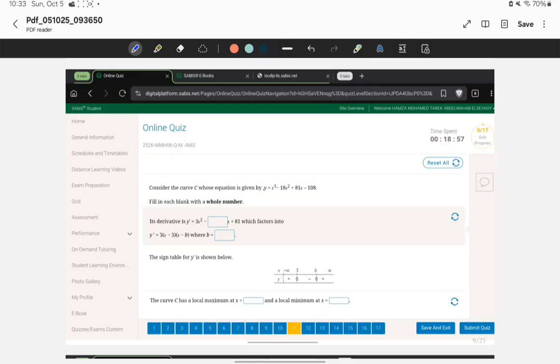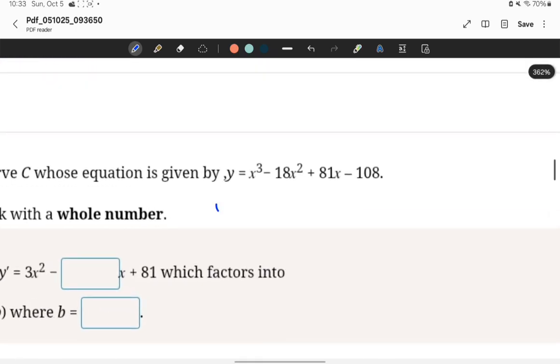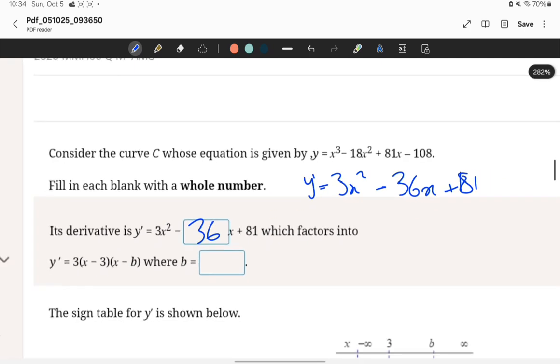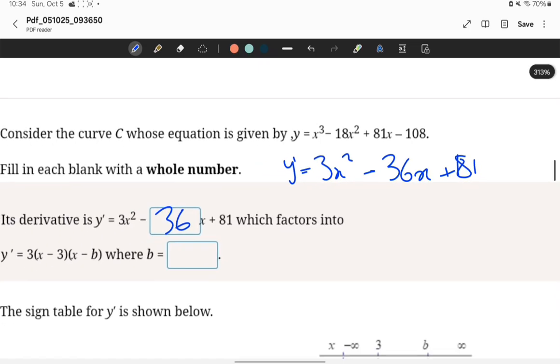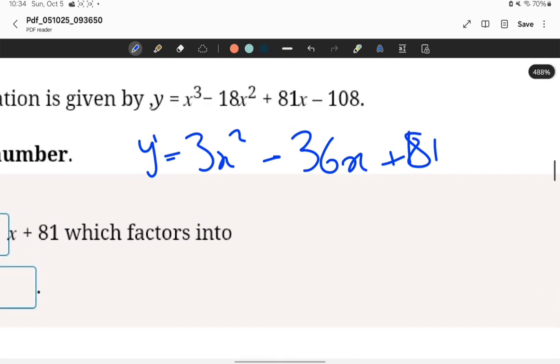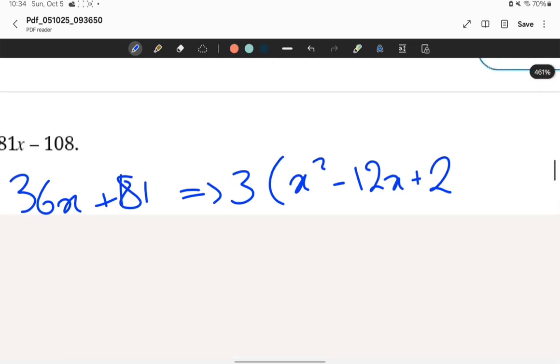Okay, number 11. They gave us an equation. In the first part, they're asking for the derivative of this. Okay, easy. So you just differentiate this. You get 3x squared minus 36x plus 81. Here you have two options. You could factor it yourself manually, which I will do here. So we'll take it equals 3 into x squared minus 12x plus 27.